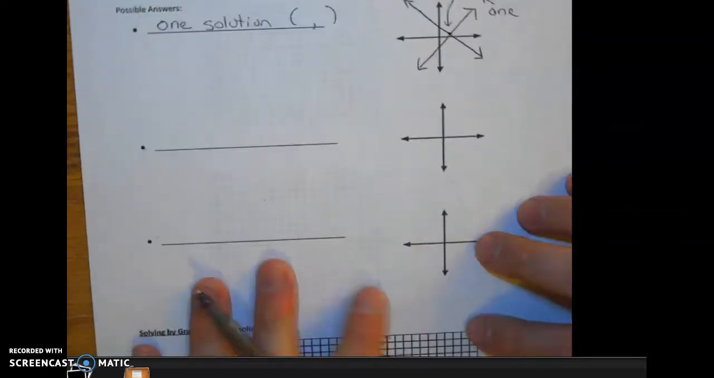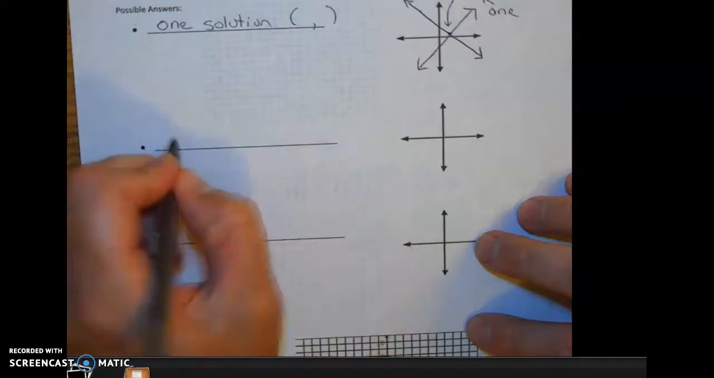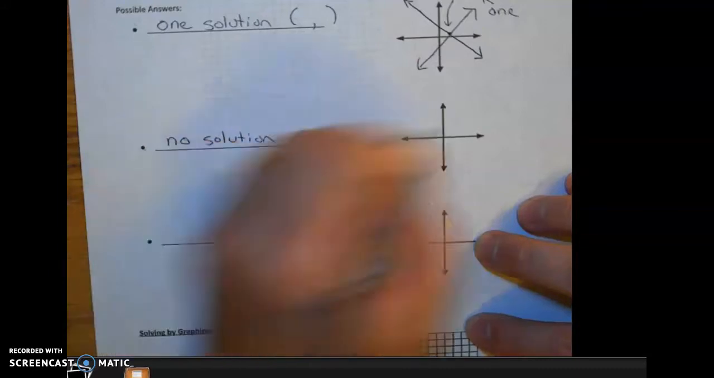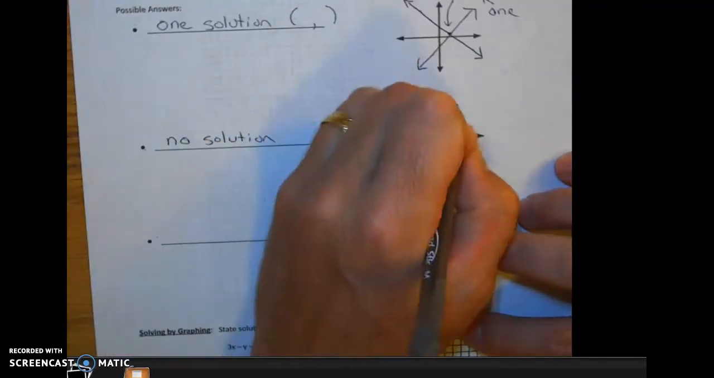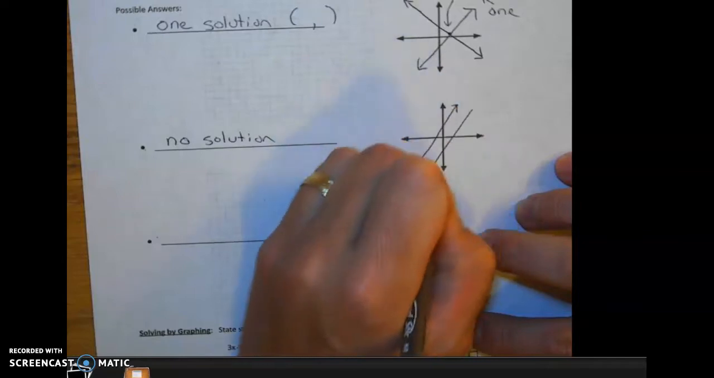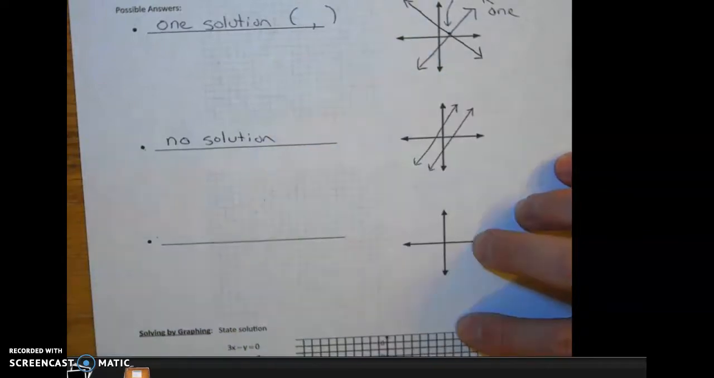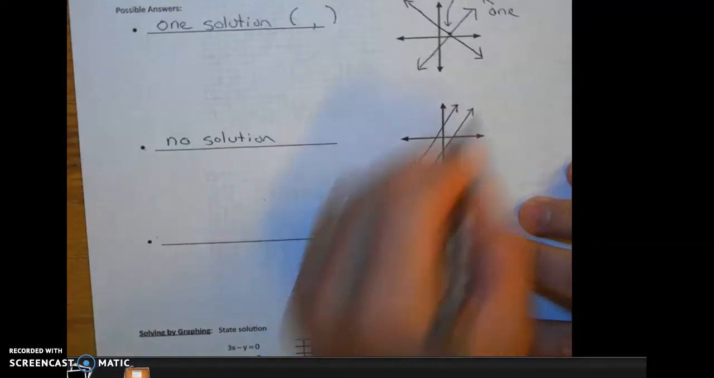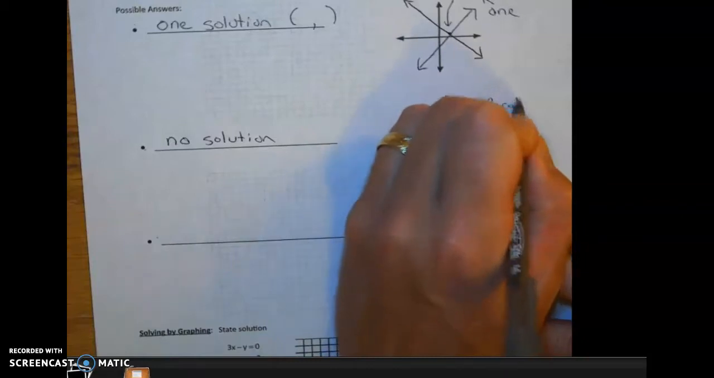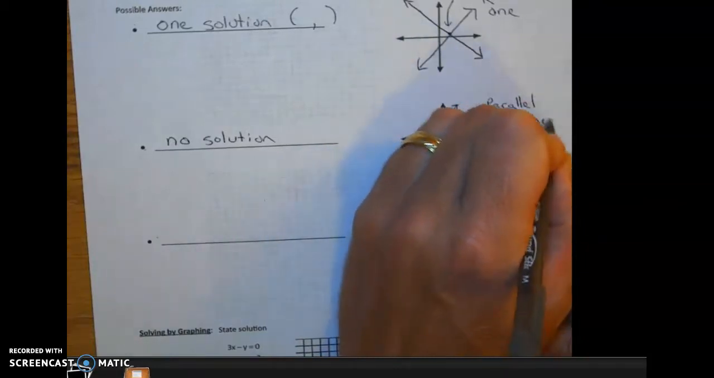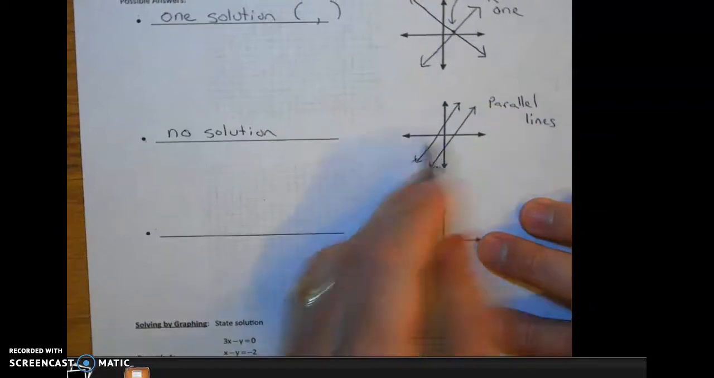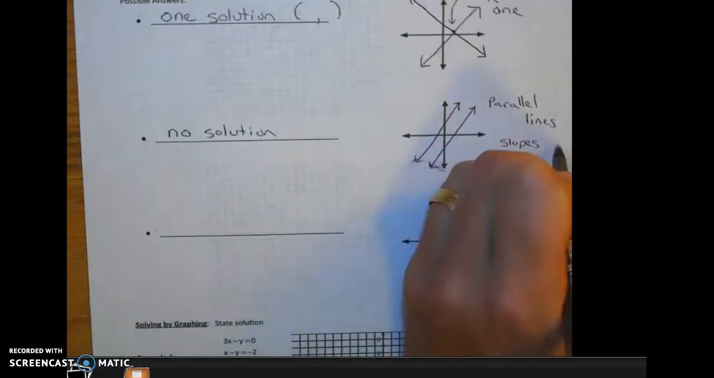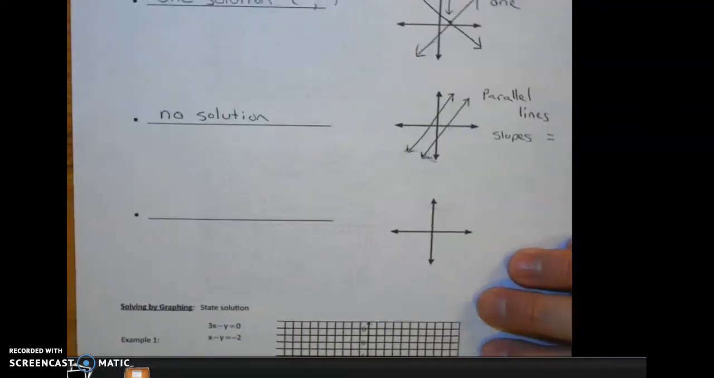Okay, second possible answer you could come up with is no solution. This is where you have a line that does not intersect another line. So there's no intersection here. You may recall from geometry, these are known as parallel lines. And so if you get parallel lines, which means that the slopes of both of these lines are equal or are the same, you have no solution.